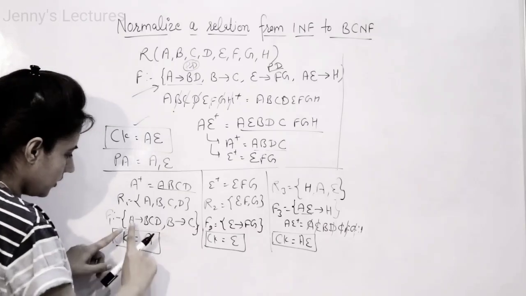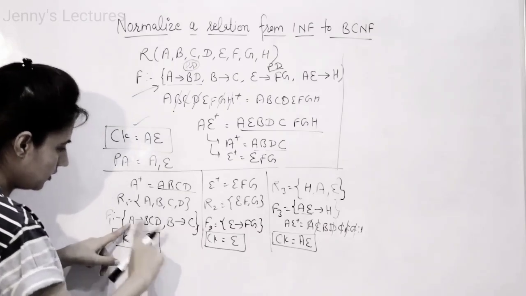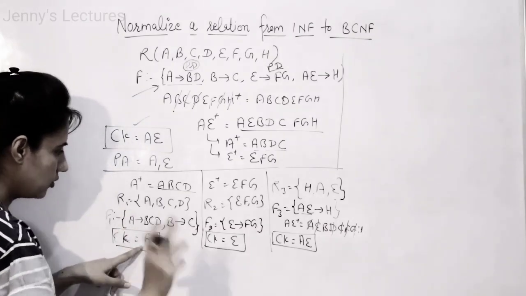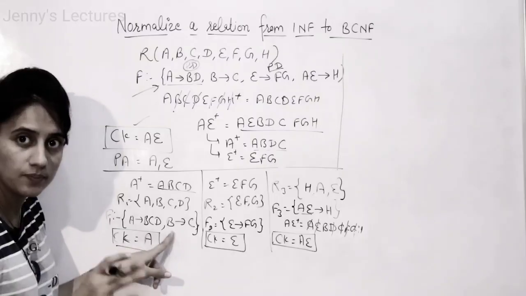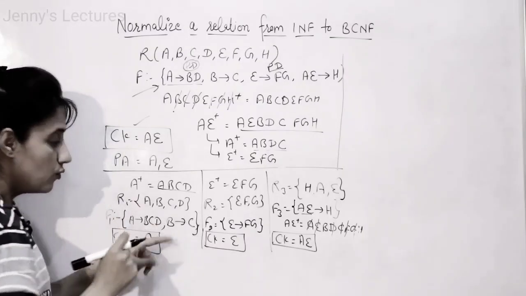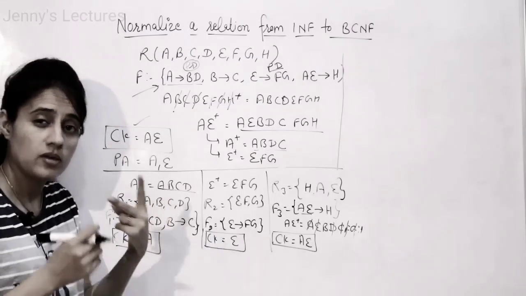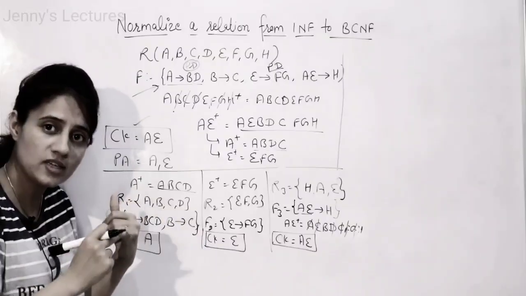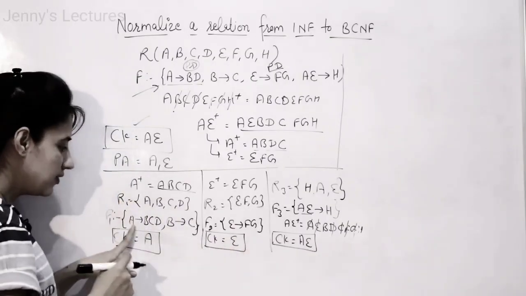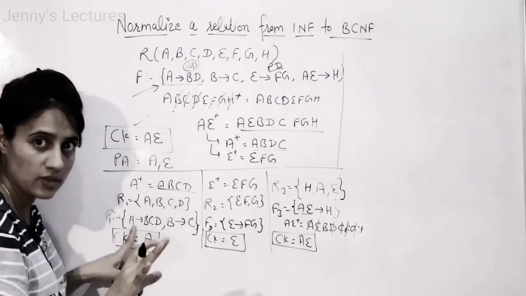Now see, is this a partial dependency? No. Is this a partial dependency? No. It means this is in second NF, definitely. But is it in third NF? Check. For 3NF, two conditions are there. One of those two conditions should be satisfied: either the left hand side is a super key or the right hand side is a prime attribute. Is the left hand side a super key? Yes. So this is not a transitive dependency, right?